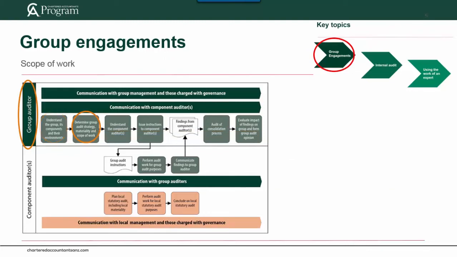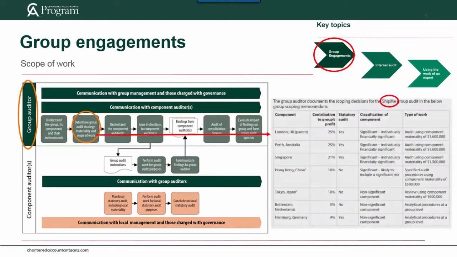In planning the group engagement, the group auditor also determines the scope of work. This is an example of a group scoping memorandum used for ShipMe, which is in the CSG. Scoping decisions involve decisions on which components to scope in and the extent of work to be performed. In scoping the work, components are classified as significant or non-significant. In summary, a component is considered to be significant if it is of individual financial significance to the group, or likely to include significant risks of material misstatement for the group due to its specific nature or circumstances.